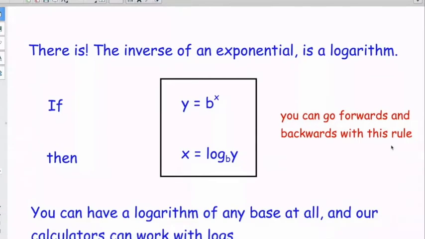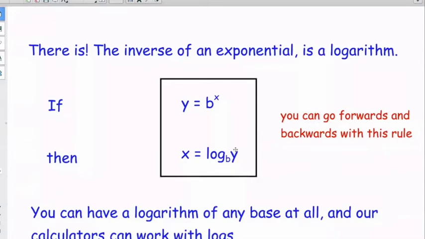Okay, so that is probably the single most important thing that we need to be able to do. We need to be able to remember this, and we need to be able to switch between the two of them. So y equals b to the power of x means also that x is equal to log to the base b of y. And we're going to practice switching between those two today. And I'm also going to teach you some other stuff as well to hopefully get you through 2 exercises.